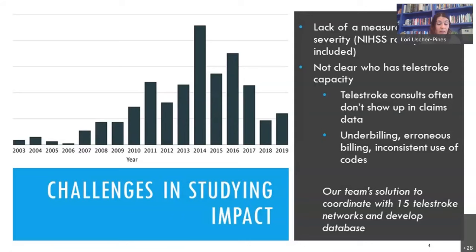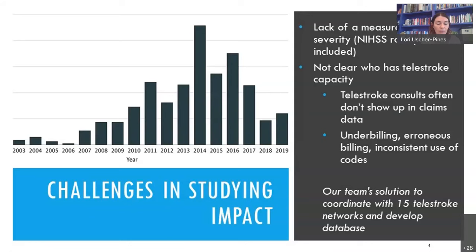We did end up using claims data in many of our studies, but we also independently assembled a list of over 1,000 hospitals that we knew had telestroke capacity. And what's interesting is, as of the end of 2019, only about 40% of the hospitals with known telestroke capacity had a single bill in Medicare for telestroke. So you see there's this major problem of underbilling that others have mentioned.